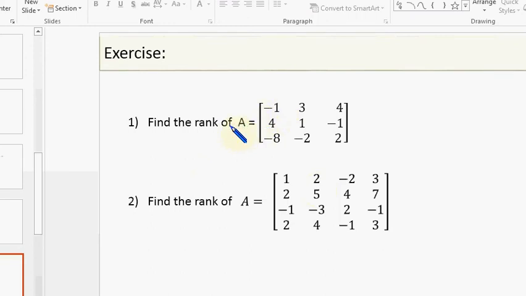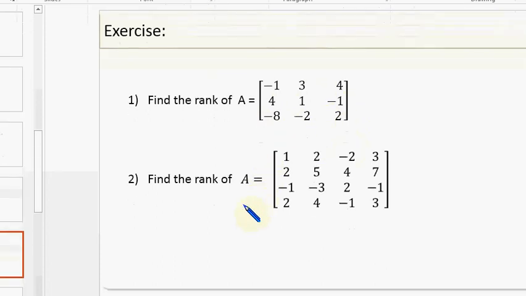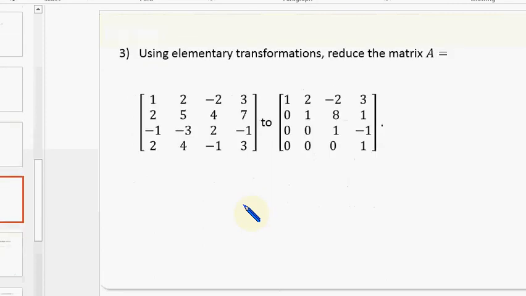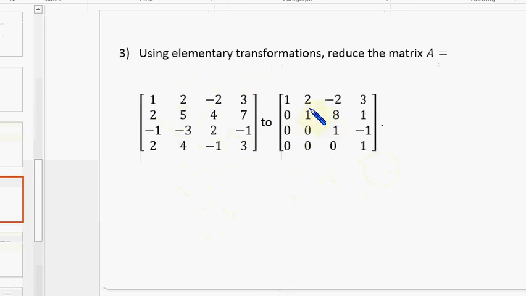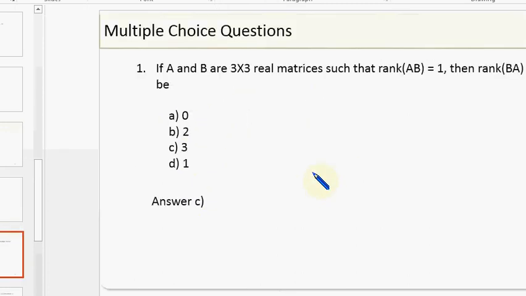Rank of the matrix A is equal to minus 1, 3, 4, 4, 1, minus 1, minus 8, minus 2, 1. The next one is a 4 cross 4 matrix. A is equal to like this, and similarly using elementary row operations, reduce the matrix A to this form. You can show the given matrix reduced to this form. Okay, next we have to move on to the multiple choice questions.